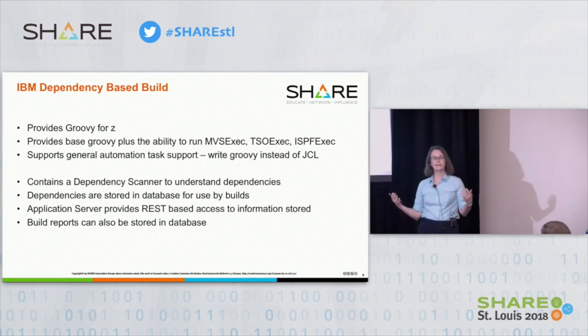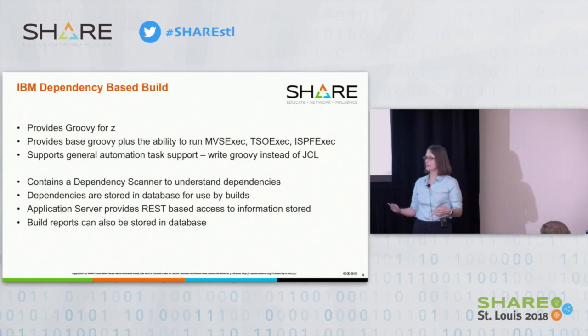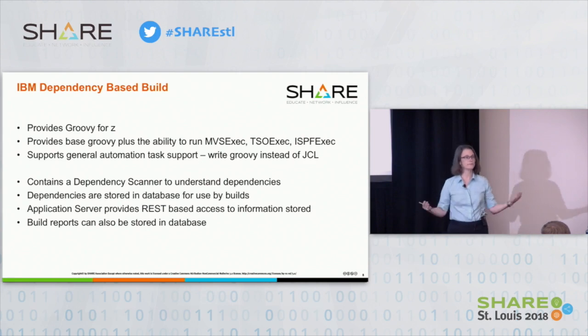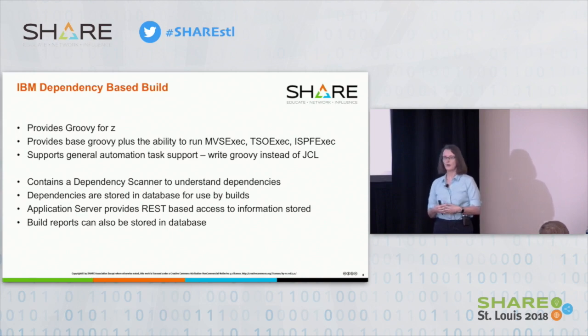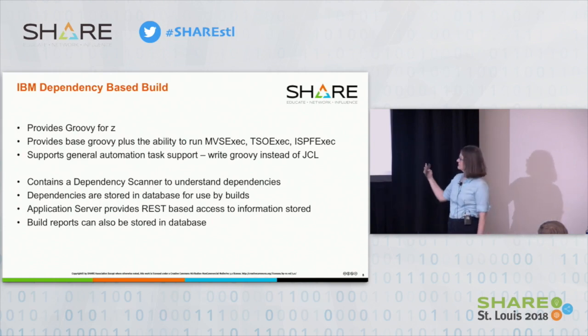But if I'm writing something, if I'm trying to automate some task, if I want to do something in the system, I can actually use Groovy for that. That's not actually what we created dependency-based build for, but it's a nice side effect. I now have Groovy for Z, and you can do all this automation. What we built it for was the dependency part.